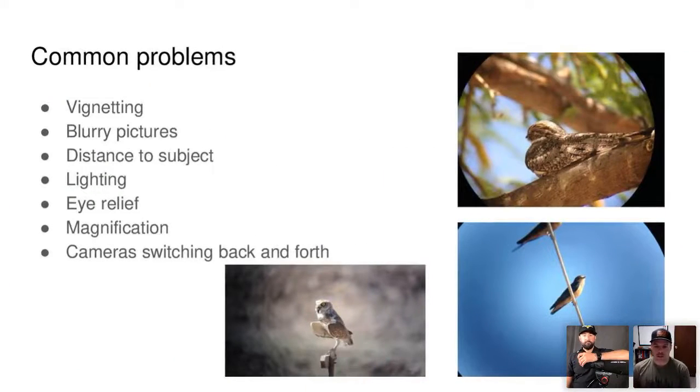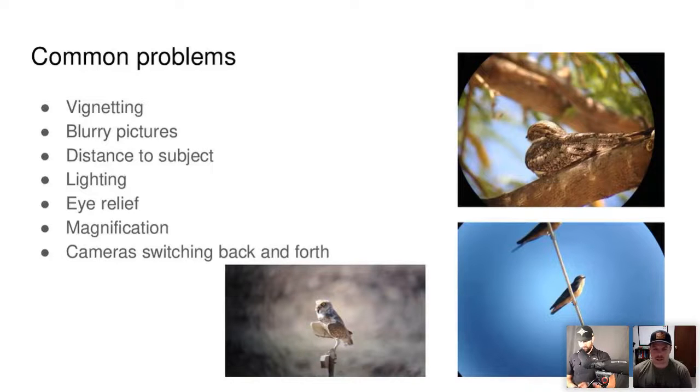So here's a list of common problems that we wanted to address and what we see the most as far as frequently asked questions. Common problems, the biggest one is probably the vignetting, and you can see that in the top right image of the presentation. That black ring around the picture, that is what vignetting is. A couple ways to get rid of that.